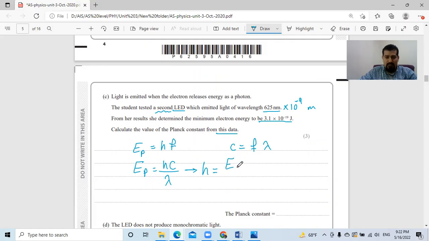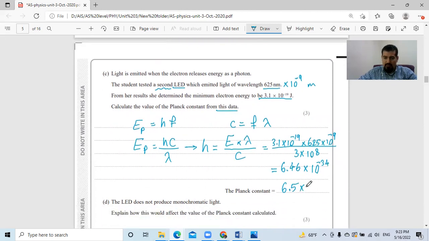So it will be the energy multiplied by the wavelength divided by what? Speed of light. And I will substitute the values. The energy, which is 3.1 times 10 to the power of -19, multiplied by the wavelength, which is 625 times 10 to the power of -9, divided by the speed of light, which is 3 times 10 to the power of 8. And by using calculator, Planck constant will be 6.46, which is 6.5 times 10 to the power of -34.